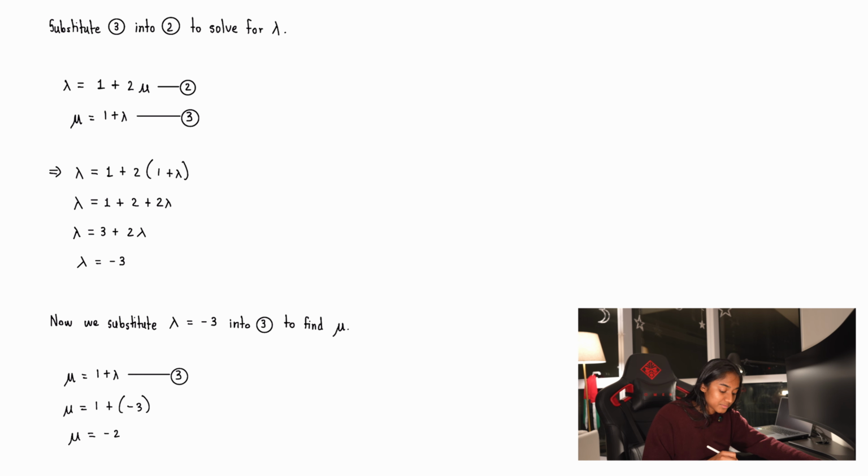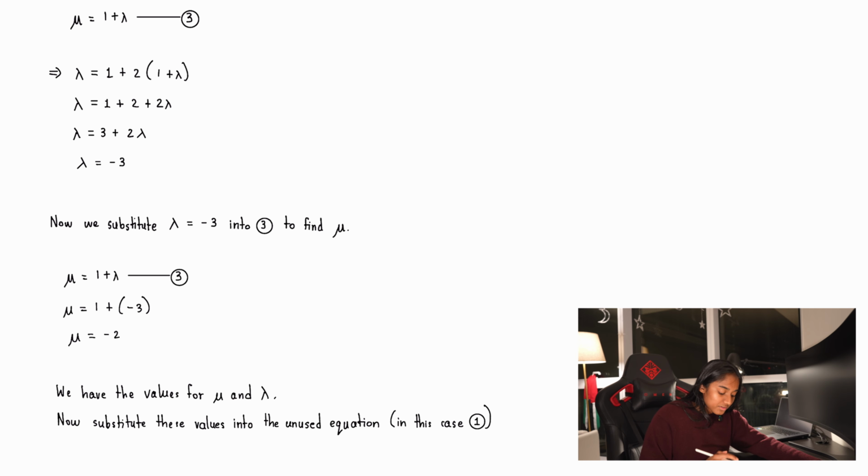And then we're going to substitute lambda is equal to minus 3 into 3 to find the actual value of mu. Okay? So then we get mu is equal to 1 plus lambda. We know lambda to be minus 3. So mu is equal to minus 2, which is 1 minus 3.